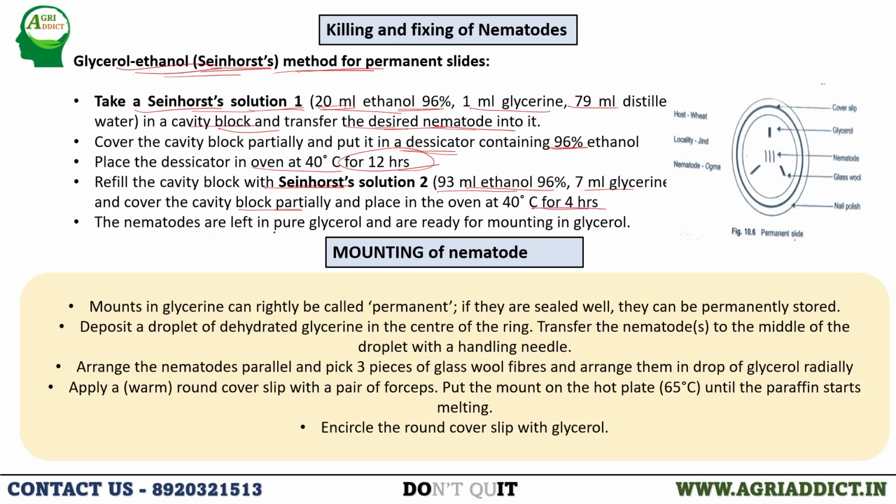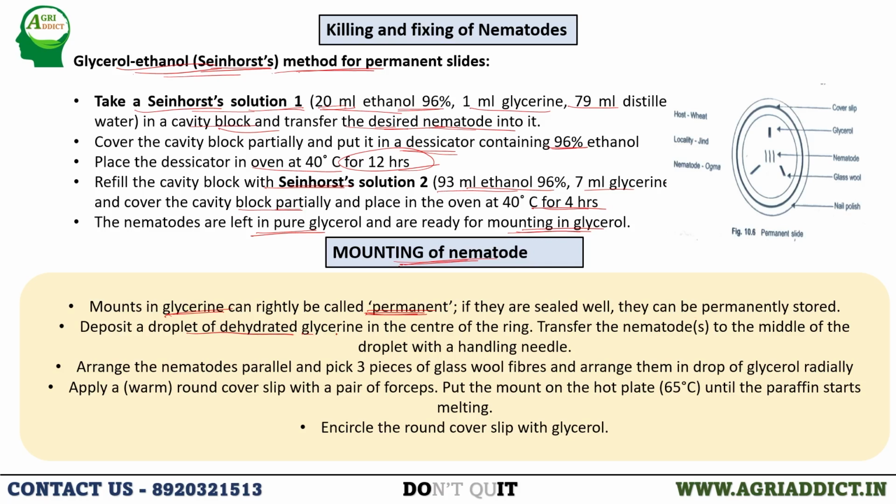The nematodes which are left in the pure glycerol are now ready for mounting in glycerol for making the permanent slides. Now let us see the procedure involved in mounting the nematodes. For making any kind of permanent slide, the chemical used is glycerin. Whereas in the case of semi-permanent slides, we use lactophenol. So you have to remember these two points: glycerin is used for making permanent mounts of nematodes, and lactophenol for semi-permanent mounts.